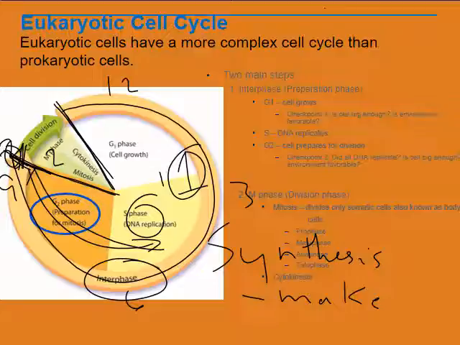All right, and once everything gets done properly, then the cell will transition into mitosis, or M phase, which is then broken into four distinct phases, which are abbreviated as PMAT. P stands for prophase, M stands for metaphase, A stands for anaphase, and T for telophase, and that is followed by cytokinesis.